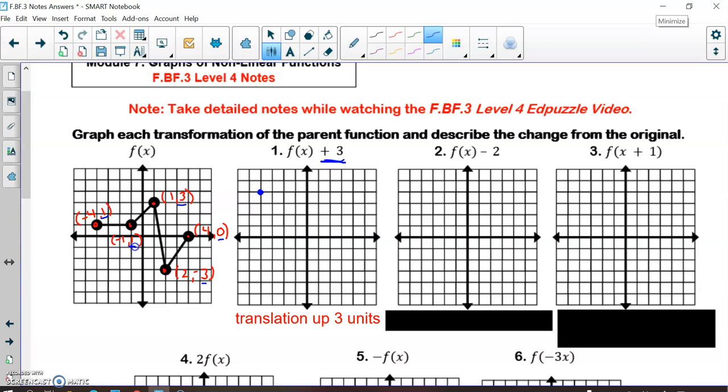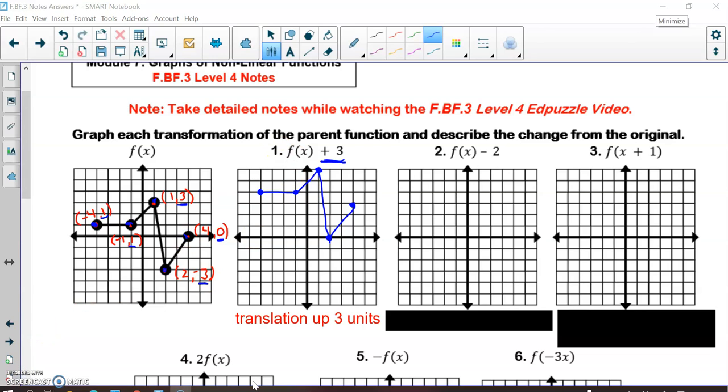The point negative 1, 1, if I add 3 to that, I get the point negative 1, 4. The point 1, 3, if I add 3 to the y value of that, I get 1, 6. To the point 2, negative 3, if I add 3 to the y value there, I get 2, 0. And for the point 4, 0, if I add 3 to the y value there, I get the point 4, 3. So this is what your new graph looks like when you translated it up 3 units. Or we could have just moved all of these points up 3 units to arrive at our new graph.